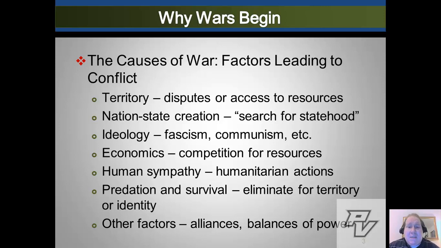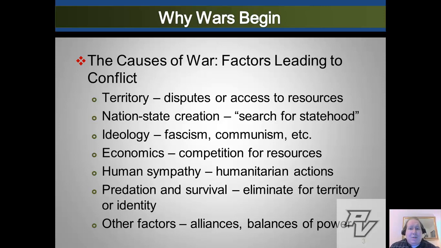Human sympathy is the 5th of our reasons. People trying to stop a conflict as a humanitarian action. If you look at Kosovo, if you look at the actions of the UN, or not the UN, excuse me, NATO and the United States in bombing Kosovo and trying to bring Slobodan Milosevic out of power in the 1990s, this was a major reason for conflict.